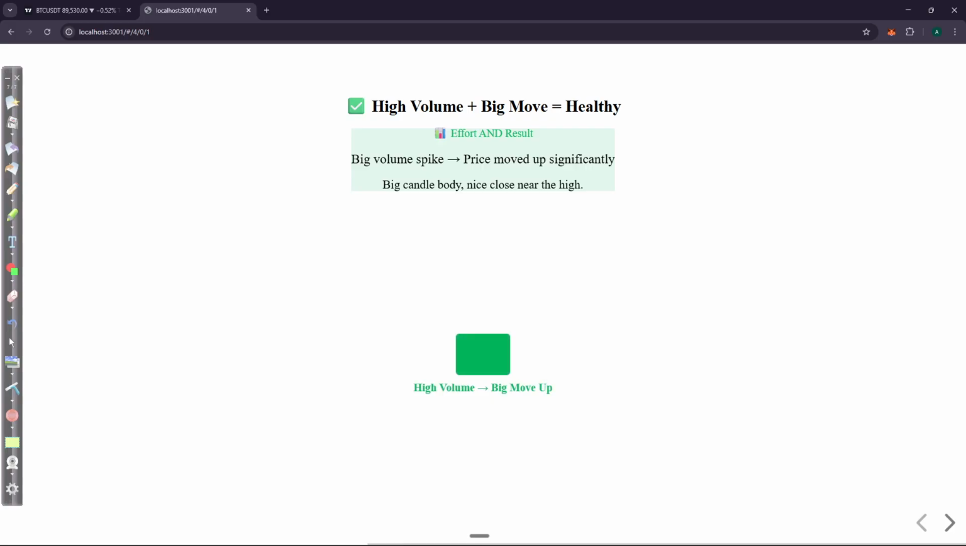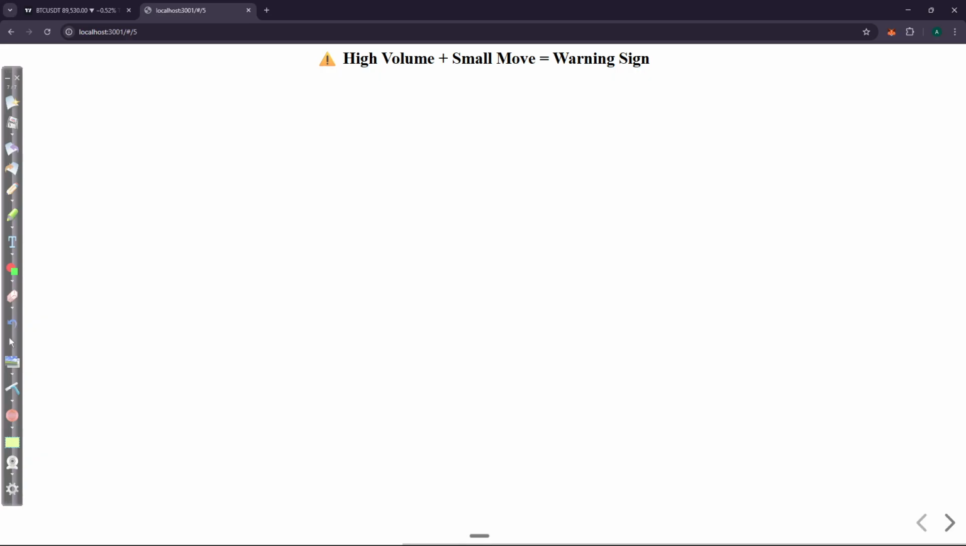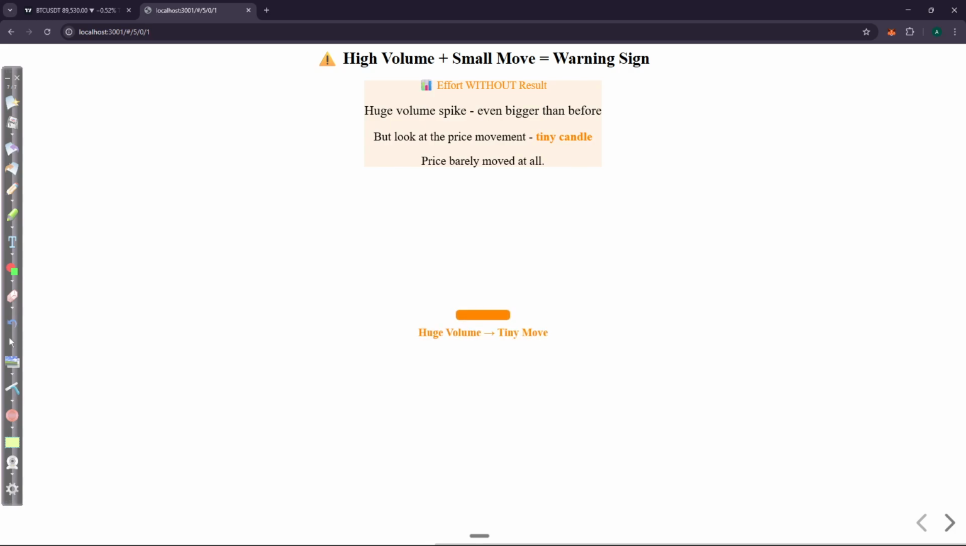Okay. Now high volume and a small move is a warning sign, which is like someone is absorbing all that buying or selling. In Wyckoff terms, this is called stopping volume or volume climax. Okay, when you see these, pay attention. It often marks a turning point. The market is telling you that something is changing.